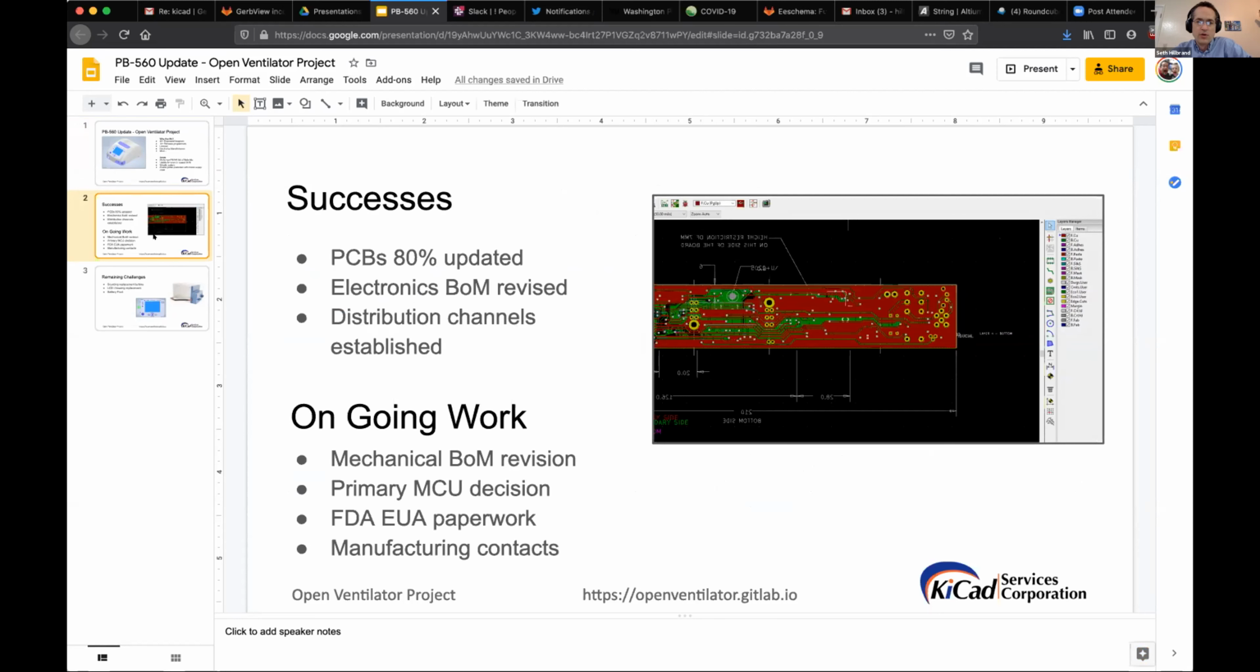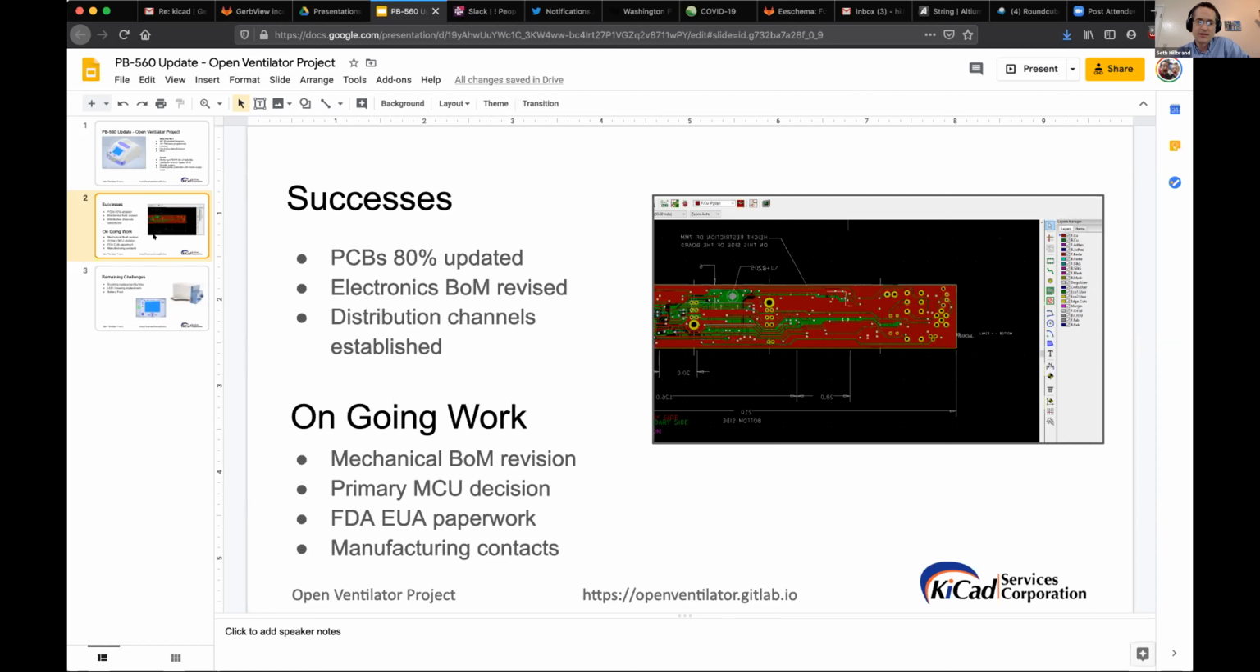Our ongoing work at the moment is focused on the mechanical bill of materials revision. This is updating to replace some of the custom screws, for instance, that are not critical in the item, but do need to be either procured from the single manufacturer that they're spec'd for, or replaced with more commonly available fasteners in order to hold the unit together.